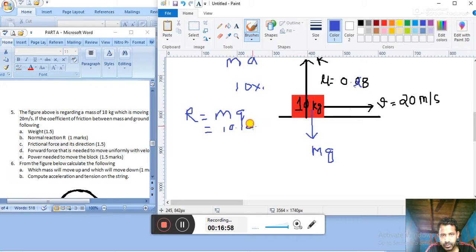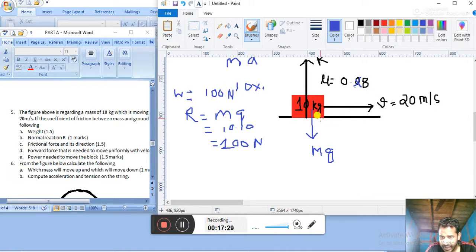10 times 10, multiply it, you will get 100 newton. Reaction is 100 newton. Quite an easy question. Now again, what does the question say? What is the normal reaction? What is the weight? Weight is also 100. mg equals 100, so the normal reaction is also 100 newton.